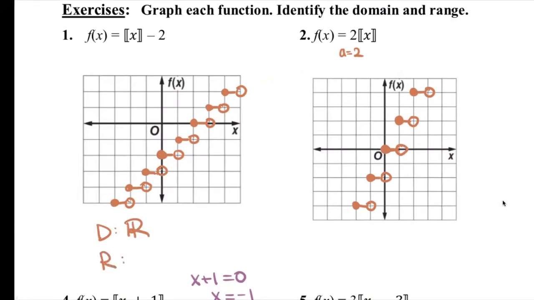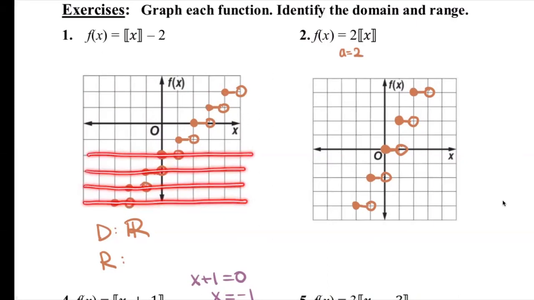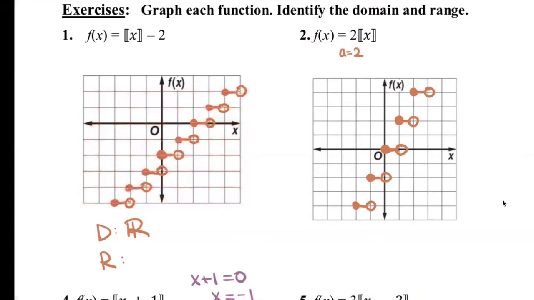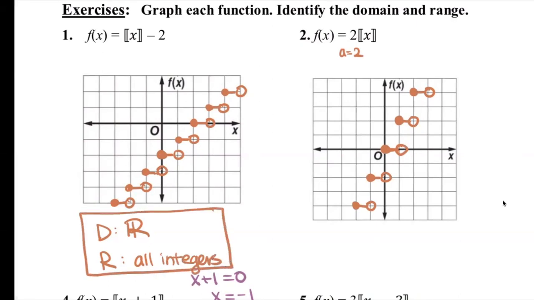The range is a little trickier. I don't have graph everywhere. I only have graph here at these steps, these specific lines. So I cannot say all real numbers because no decimals, just these numbers here on the number line. Well, good thing we know that that number set is called integers. So I'm going to say all integers for the range.